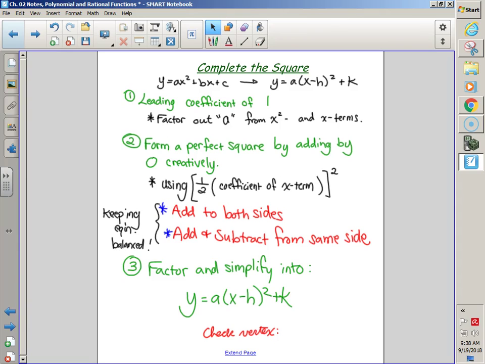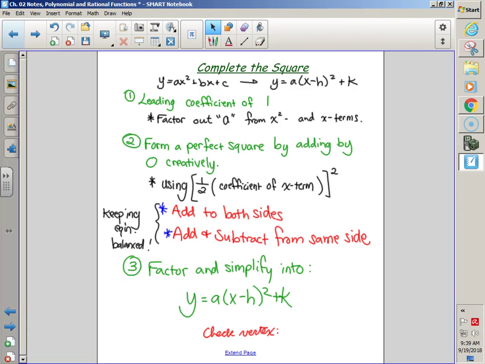You always need to start with the leading coefficient of 1. And if you don't have a leading coefficient of 1, you're going to have to factor out an a from both the x squared and the x terms, but not the constant. Then you're going to form a perfect square by adding 0 creatively, adding it inside the parentheses and then offsetting it outside the parentheses by taking 1/2 of the x term, which ends up being 1/2 of the b over a term, which is what we saw on the page before, and squaring it. You're going to keep the equation balanced, either adding to both sides or adding and subtracting from the same side. Then you're going to factor and simplify into your form.